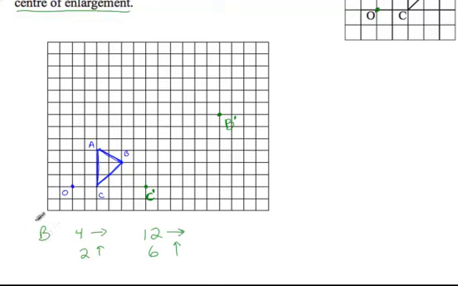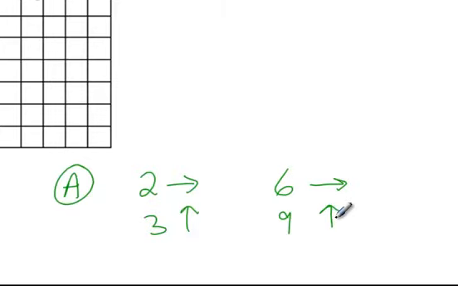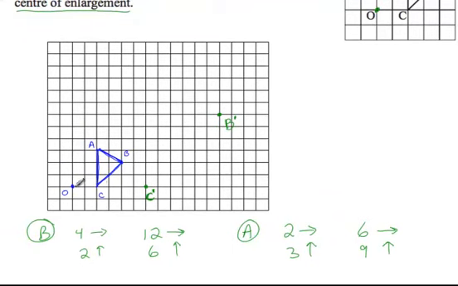Okay, this was B, and now I'm talking about A. A is over 2 and up by 3. So we want to take this, and we again want to use our scale factor of 3. So 2 times 3 is going to give us 6, moving to the right, and 3 times 3 is going to give us 9, moving up. So to get our new A, we're going to move over 6, that's 2, 4, 6, and then we're going to go up 9. So that's 2, 3, 4, 5, 6, 7, 8, 9. So right here, we're going to have our new A, and that's going to be A prime. Okay, so our enlargements are all just marked with primes.